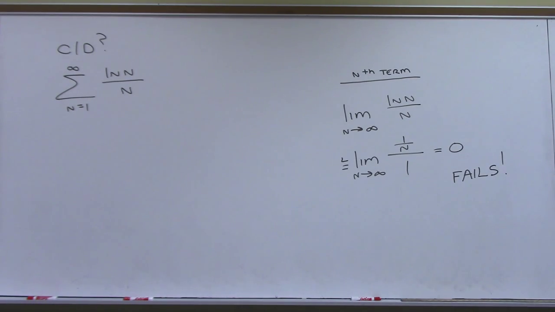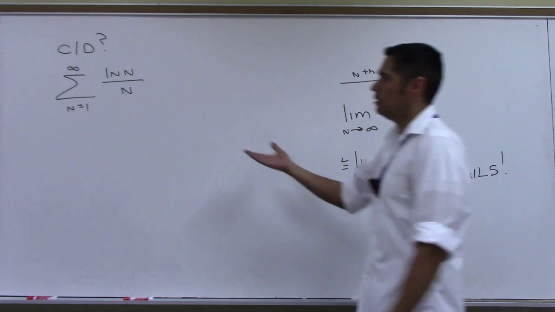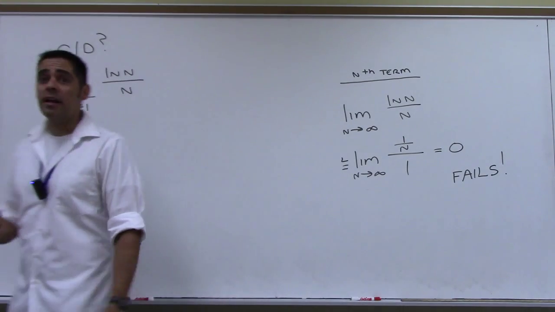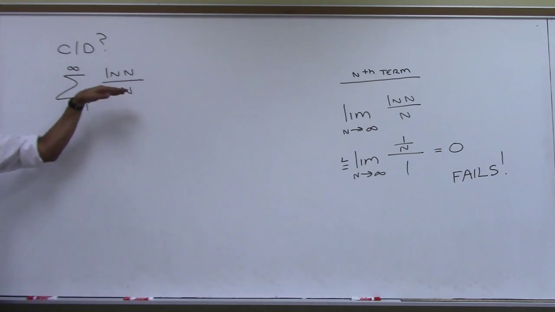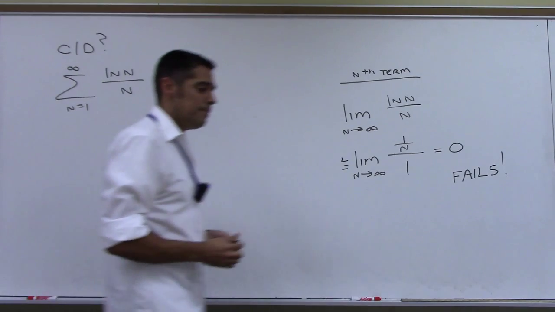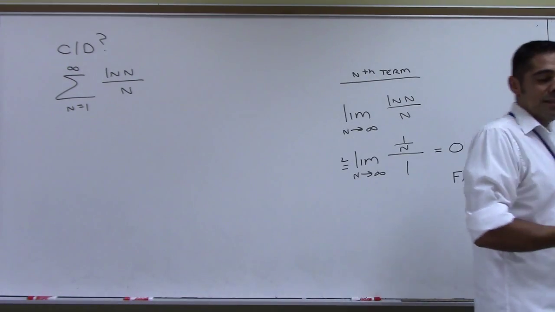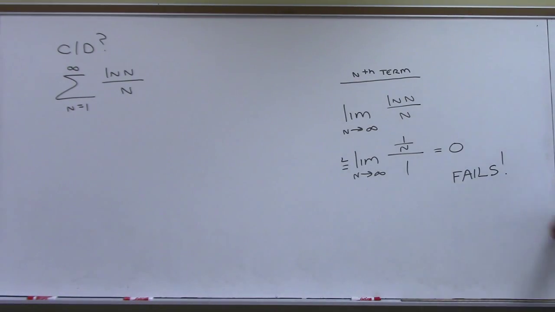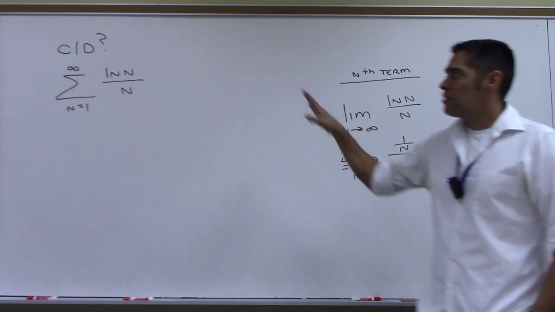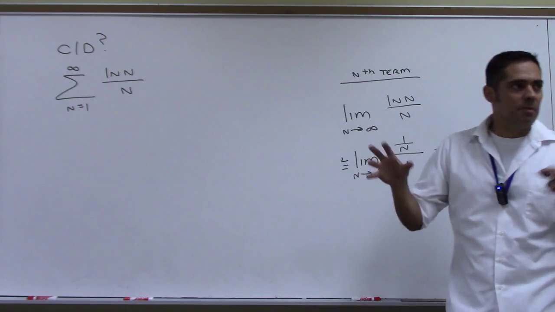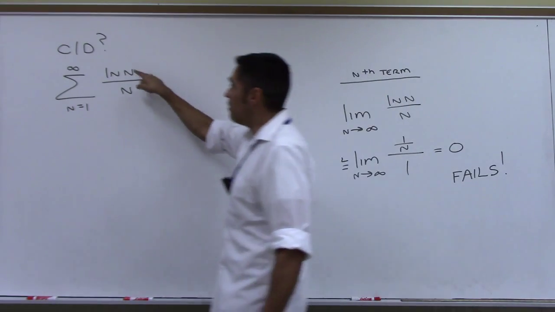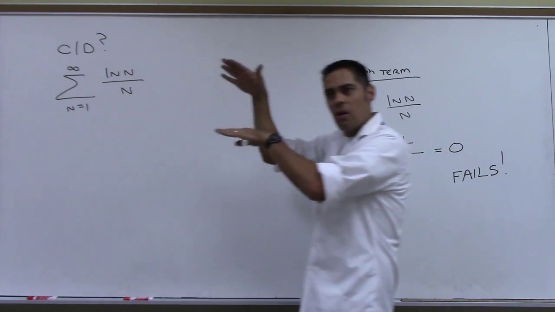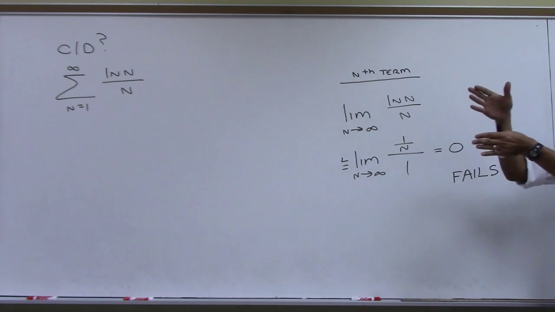So that didn't work. Okay, is it geometric? N's not in the exponent. Is it harmonic? It's not a constant over linear. Is it telescoping? Is there a way you could split it up so that you could get subtraction in there? No, because that natural log, you can't split it into two logs because you would have to have division inside of the log. This is division, log separated from something else, right?